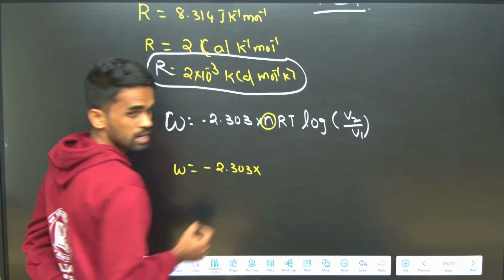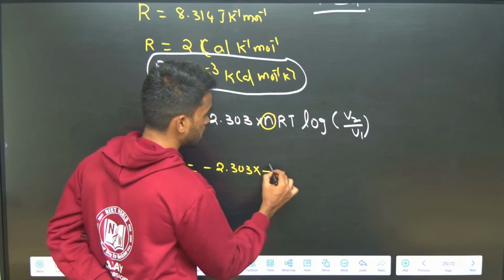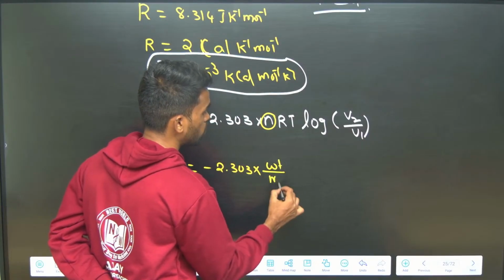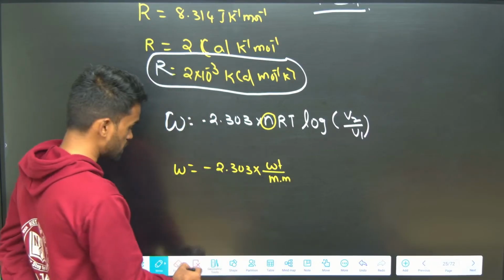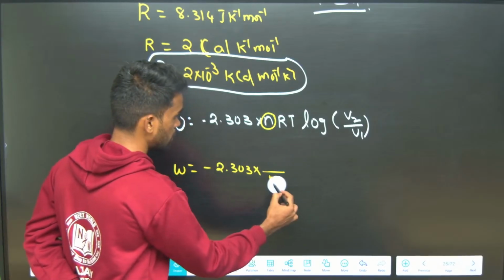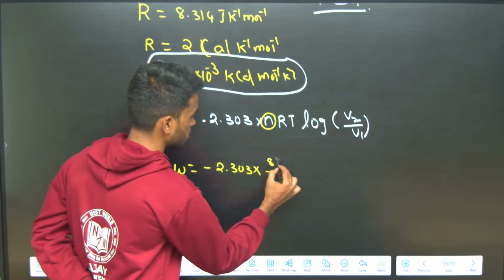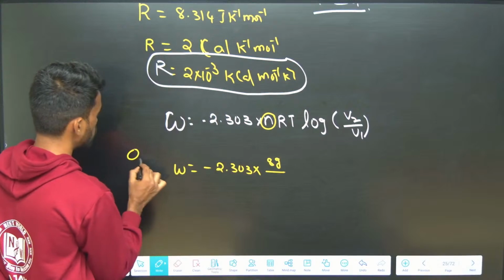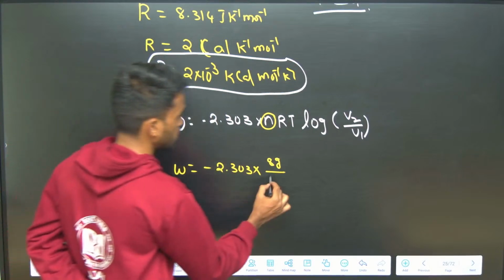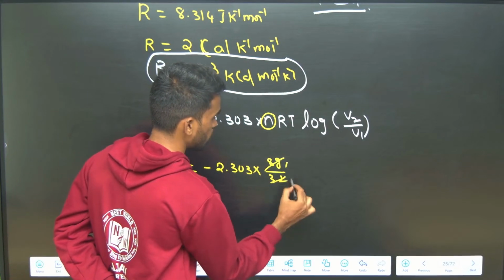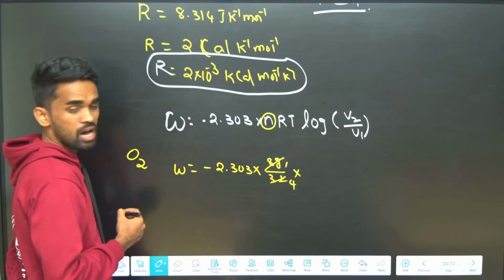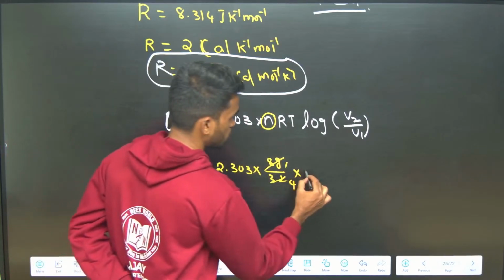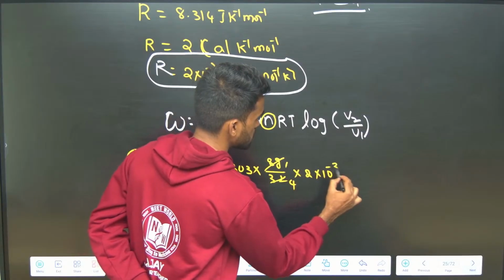So W equals minus 2.303. N represents the number of moles. Number of moles I can write as given weight by its molar mass. What is the given weight? 8 grams. What is its molar mass? O2, oxygen, 32. So it will be 1 by 4 into, what is the R value we have? 2 into 10 power minus 3.